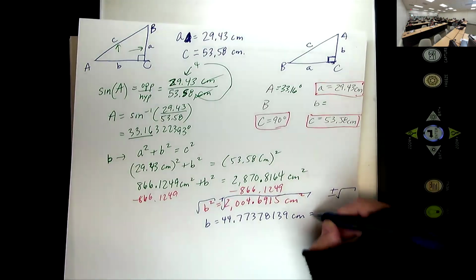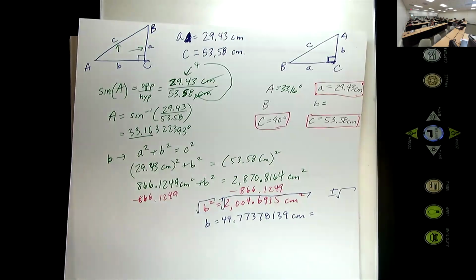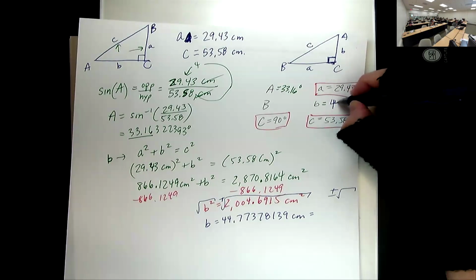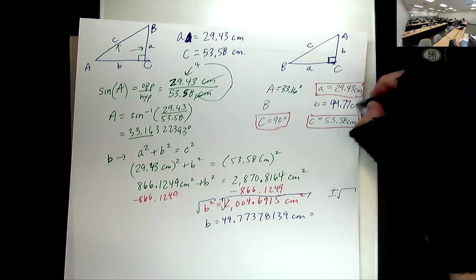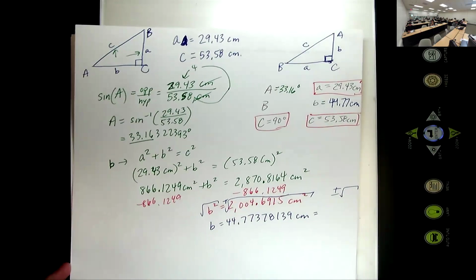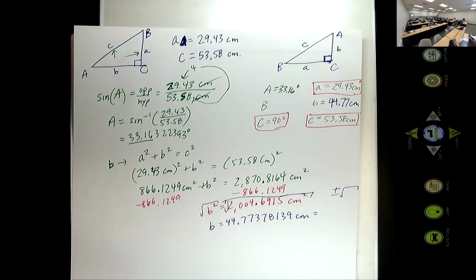And so what's going to be my final answer on B? 44.77 centimeters. That's good. Large A. Did I get a wrong thing for large A? I got, yeah, I also got that. I got what you got.